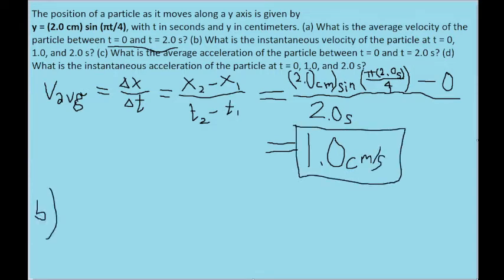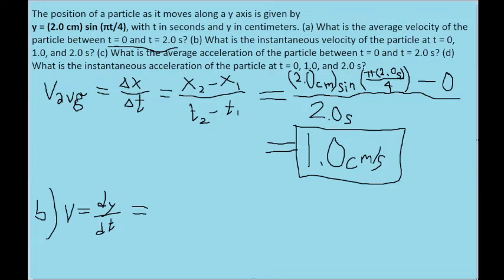Part B is now asking about instantaneous velocity. The average velocity formula will not cut it for this. We're going to need to have an actual formula for the velocity of the particle. To do this, we'll just take the derivative of the position function given by the problem. So velocity is equal to the derivative of the displacement, or the position function. And so we're going to have to take a derivative of a function that has a sine function in it, which means we'll have to use the chain rule.